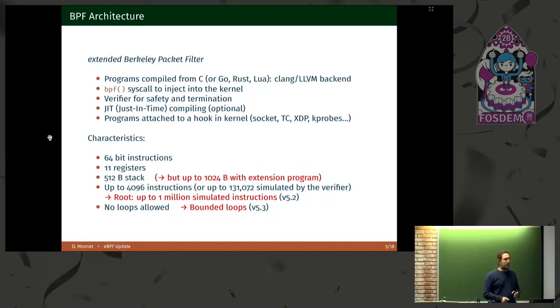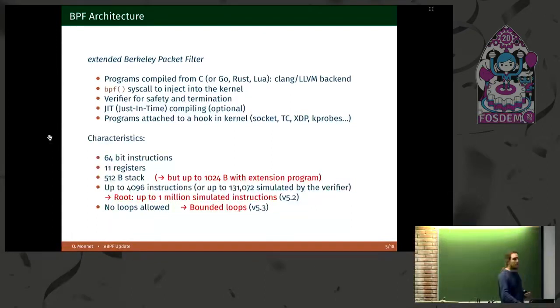We don't have the same limitation as before in terms of the number of instructions in a program. So you could have only 4K instructions. Now you have up to 1 million instructions. It's not really that I can have any program doing 1 million instructions. It's the number of instructions that will be validated by the verifier. So the verifier emulates all the execution paths of the program, and it can check up to 1 million instructions. And that went up from 130,000 or so a few months ago, a few years ago, I don't remember.